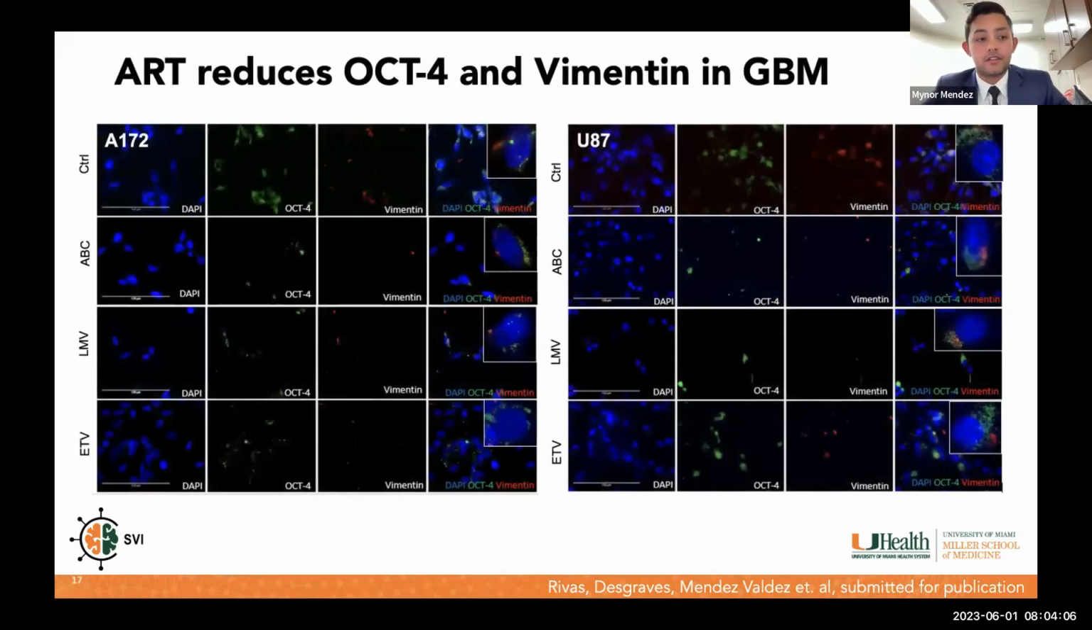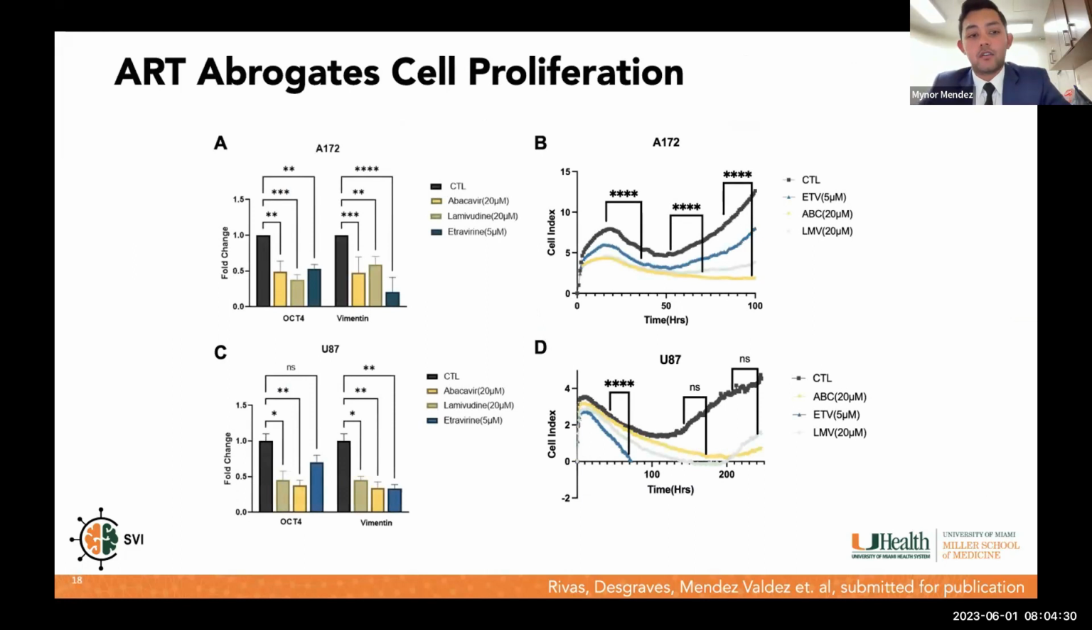And so we continued on this trend, and we tried to, again, look at the expression of markers of stemness, OX4, and in this case, Vimentin, by testing different antiretroviral medications on the established cell lines A172 and U87. And again, I hope you can appreciate here that there is a reduction in the expression of these markers across the board. And here we decided to quantify that data, and you can see that there is a significant reduction in OX4 and Vimentin in both the A172 and the U87 cell lines. And over here in panel B and D, we see that there is a reduction in cell proliferation in these cells as well after the treatment with these medications.